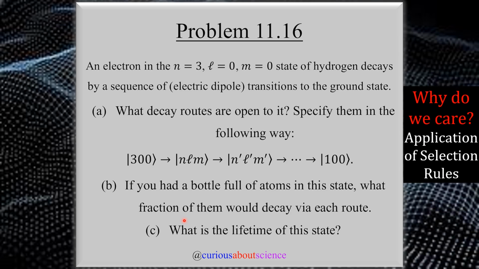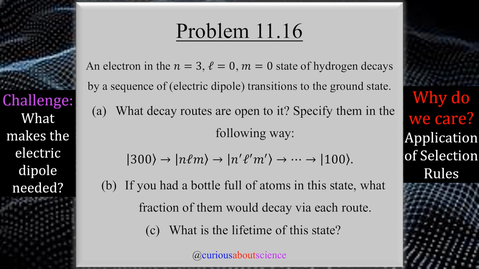So, why do we care? Well, this is an application of the selection rules that we've been talking about for the past 3 problems and even back in chapter 6. So we'll see how nice this is. And then the challenge for you is what makes the electric dipole needed? Now, if you've taken electricity and magnetism, you'll see why it's important, but here we see it is playing a pivotal role over and over again.